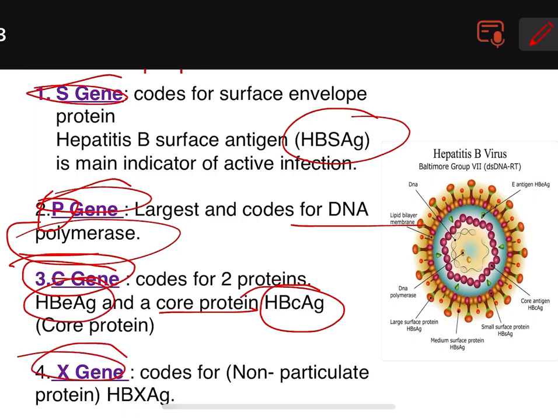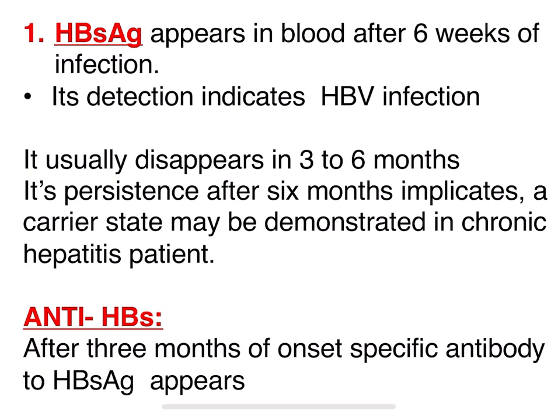And we have X gene which codes for HBxAg. So let us discuss in detail about HBsAg. It appears in the blood after 6 weeks of infection. Now, when does the patient turn out to be HBsAg positive? After 6 weeks of infection. Its detection will show that HBV infection is positive.